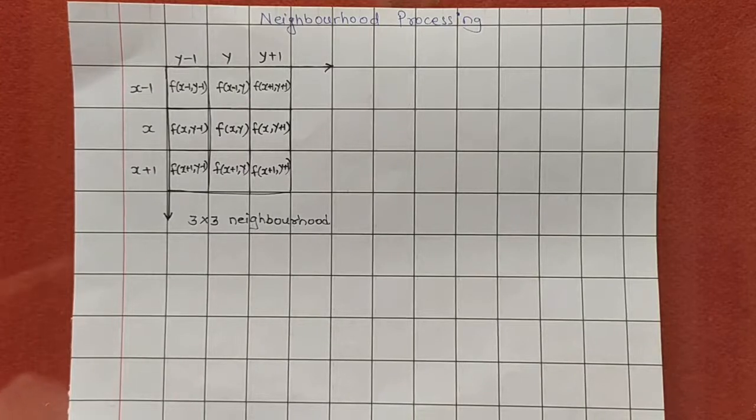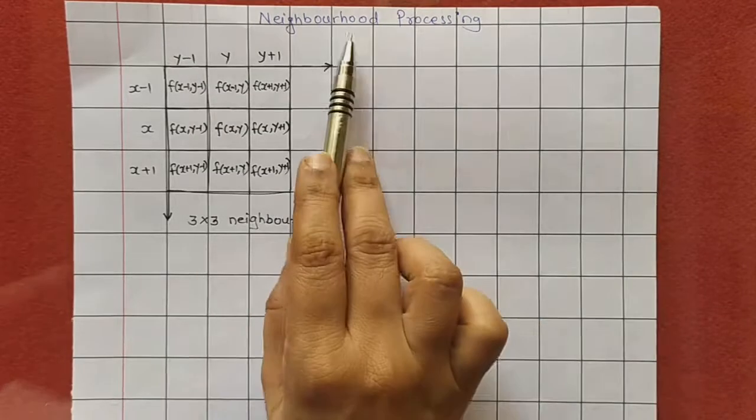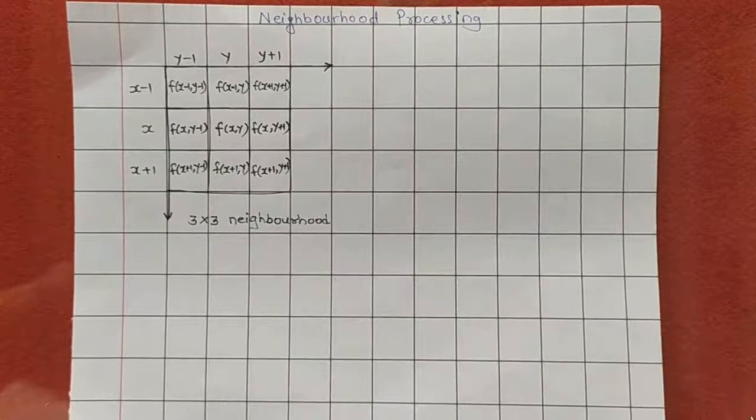Image enhancement in the spatial domain can be performed in two ways: point processing techniques and neighborhood processing techniques. In point processing techniques, we consider one pixel at a time and modify that pixel depending on the requirements. But it is not the case in neighborhood processing.